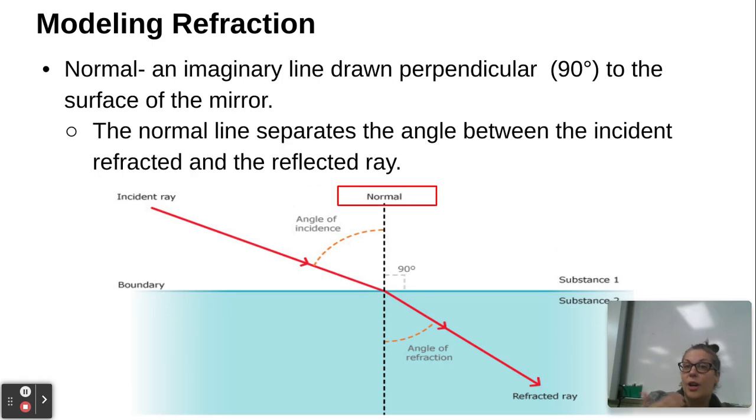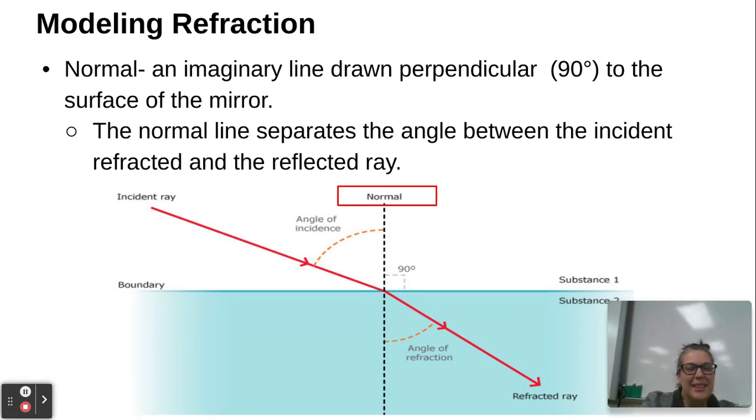We then have our normal, just as before. We have that imaginary line drawn perpendicular, or 90 degrees, to the surface. We know the normal separates the, I have a spelling error right there. That should be the refracted ray. Sorry about that. So the normal line separates the angle between the incident ray and the refracted ray.